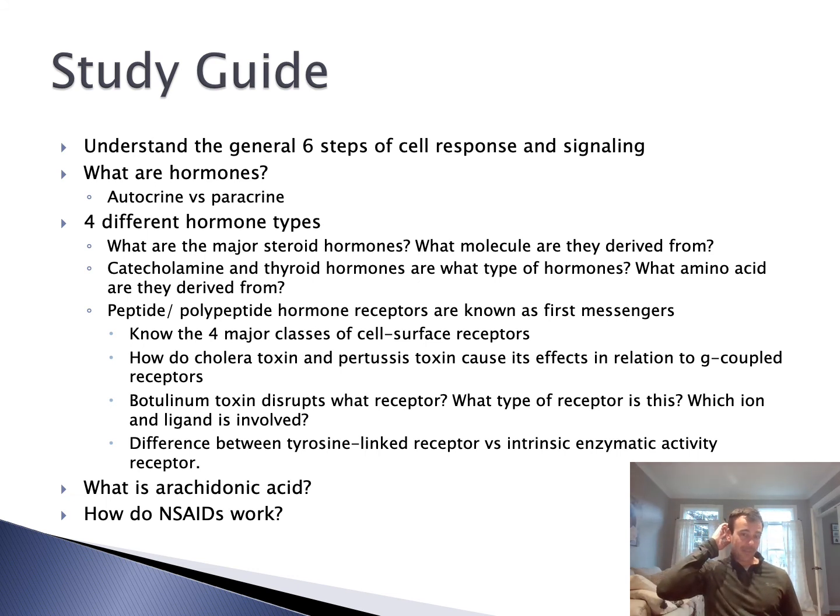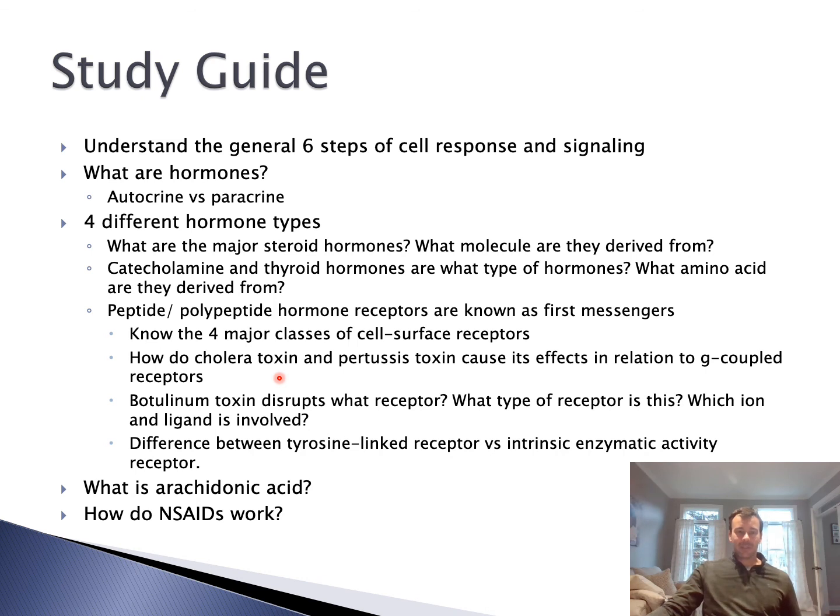Okay, that's the information for today. This last slide here contains the study guide. I can run through this briefly. I do want you guys to understand the general 6 steps of cell response and signaling. I had a slide on that. Just understand at a high level how that works. What's the definition of a hormone, autocrine versus paracrine. I talked a lot about the 4 different hormone types, one of them being steroid hormones. It's important to know what they're derived from. What are catecholamine and thyroid hormones, what type of hormones are those? What amino acid are they derived from?